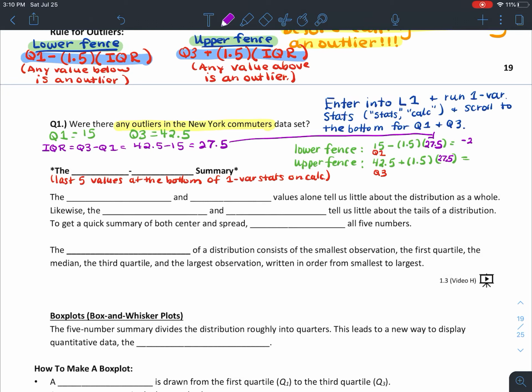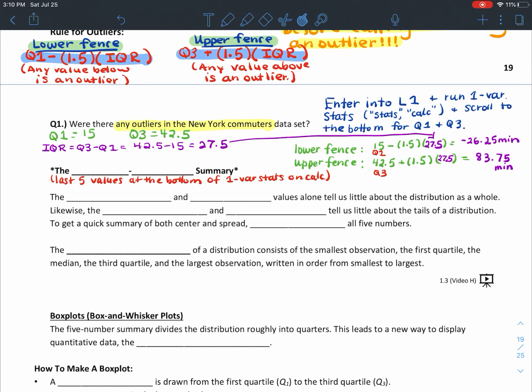Our lower fence is negative 26.25. Remember, these are commuting times, so I'm going to label that minutes. Upper fence is 83.75. Granted, having a negative commuting time to work makes no sense, but that just means none of the low values in the data set are outliers, because it would have to be a number smaller than negative 26.25. Any commuting times larger than 83.75 would be considered an outlier on the high end.